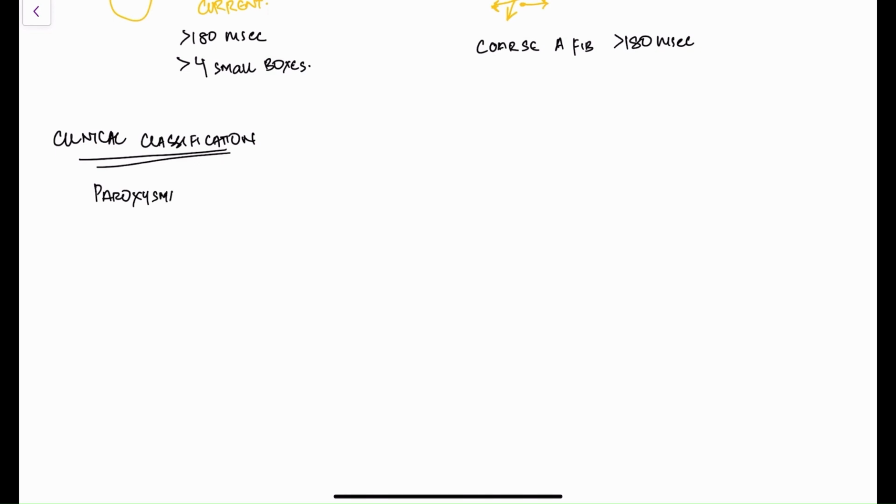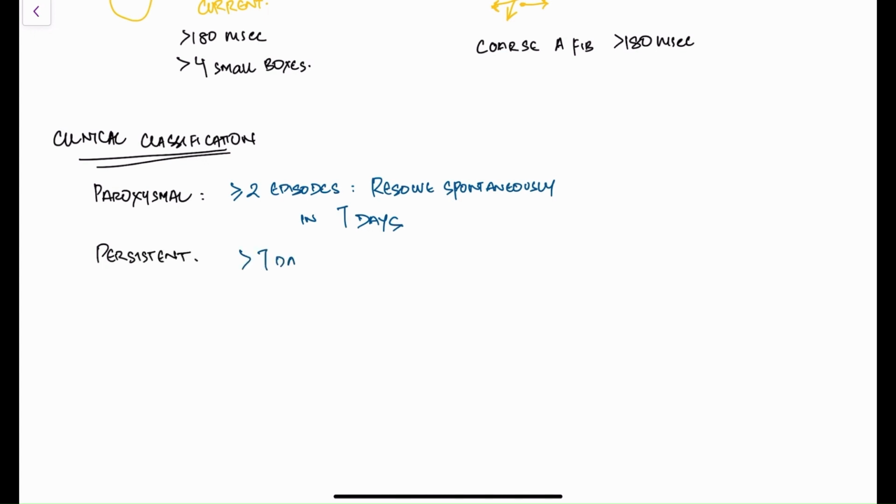The clinical classification of atrial fibrillation is quite important as well. So paroxysmal atrial fibrillation is more than or equal to 2 episodes of AF, which resolve spontaneously, and this is within the last 7 days. Persistent atrial fibrillation is AF that lasts more than 7 days, or it usually lasts less than 7 days, but it needs cardioversion to be reverted back to sinus rhythm.